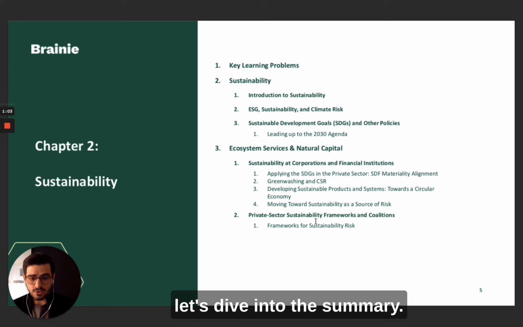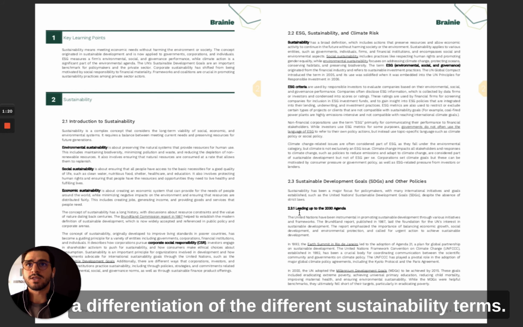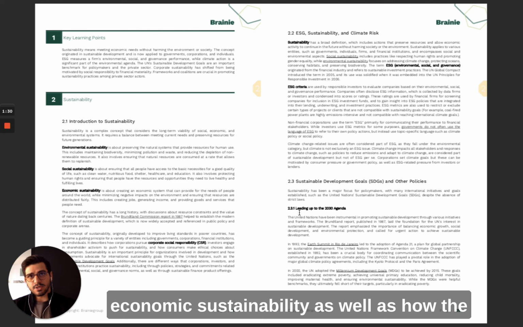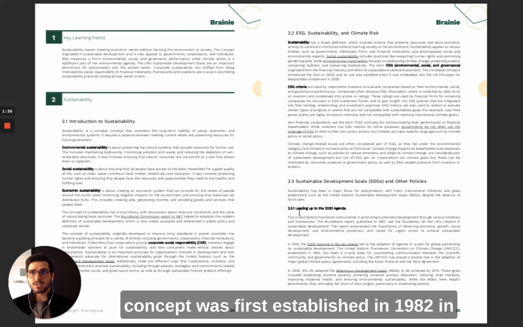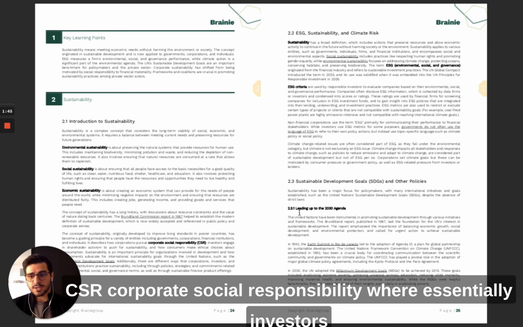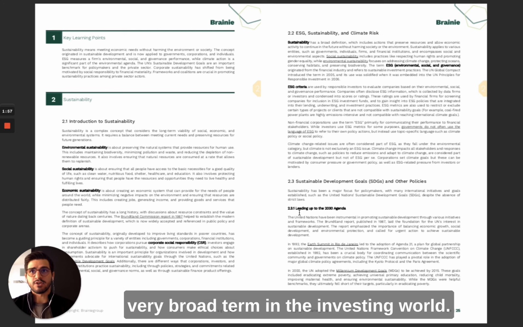Let's dive into the summary. Chapter number 2, sustainability, starts off with a differentiation of the different sustainability terms. These are environmental sustainability, social sustainability, and economic sustainability, as well as how the concept was first established in the Brundtland Commission report. This is followed by a description of CSR, corporate social responsibility, where investors engage with corporations to push for sustainability.